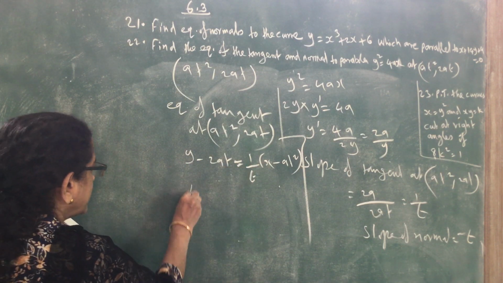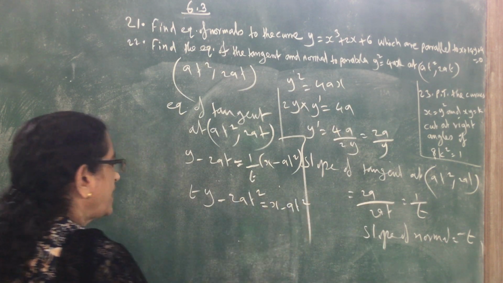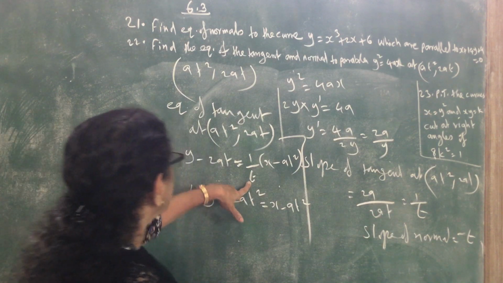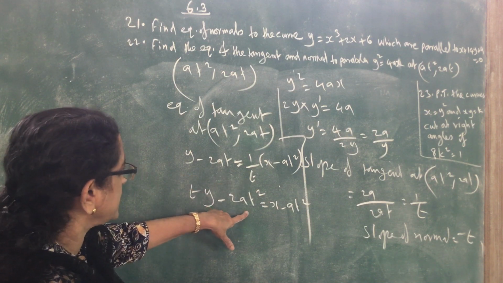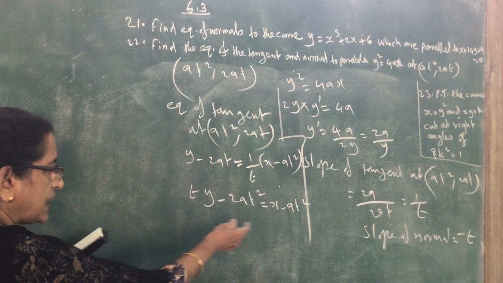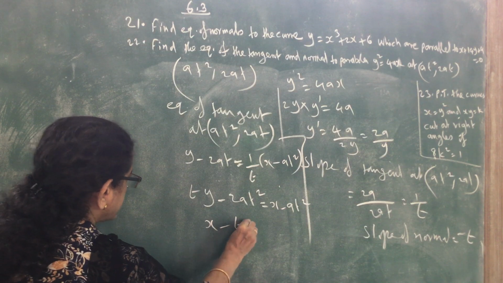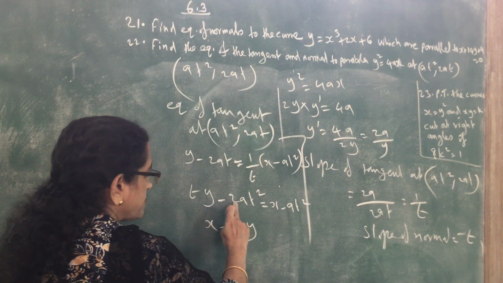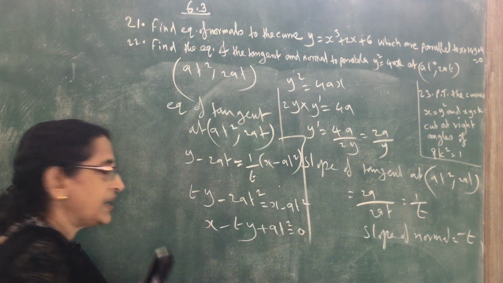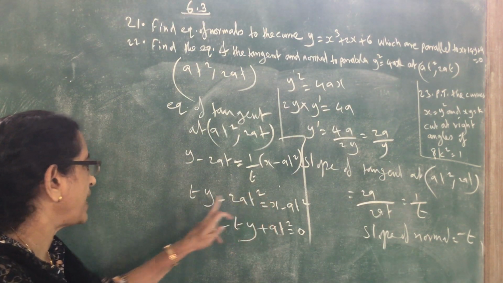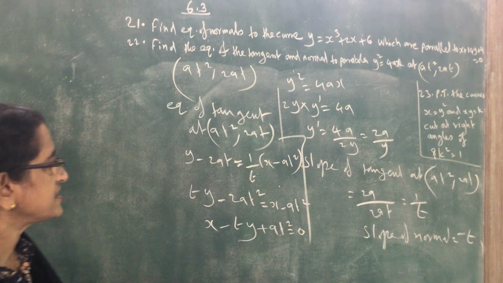Now cross multiplying, we get ty minus 2at square equal to x minus at square. Taking all the terms to one side, we get x minus ty, then minus 2at square becomes plus 2at square minus at square, that is plus at square, equal to 0. So x minus ty plus at square equal to 0. That is the equation of tangent.